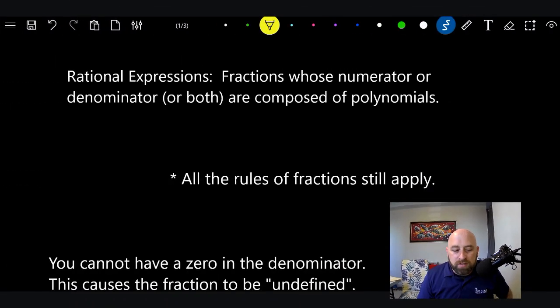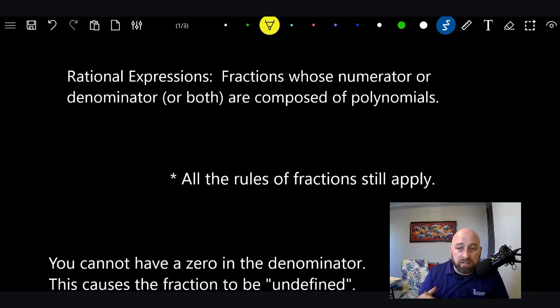And the first thing I want to talk about, it's right here on the screen too, rational expressions. Here's what a rational expression is. A rational expression is a fraction in algebra. So in other words, fractions whose numerator or denominator, or both numerator and denominator, are composed of polynomials or contain polynomials. In other words, fractions with x's, fractions with binomials, fractions with x plus 3, things like that. That is what we're talking about when we talk about rational expressions, okay?